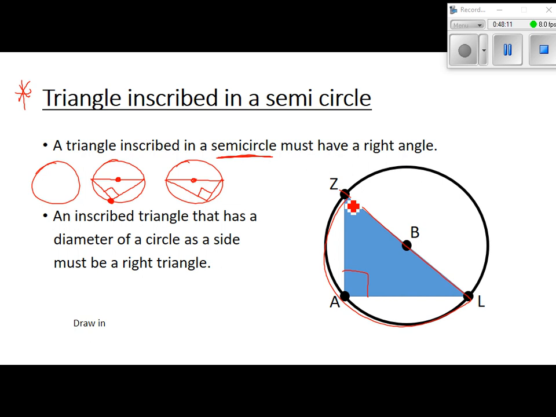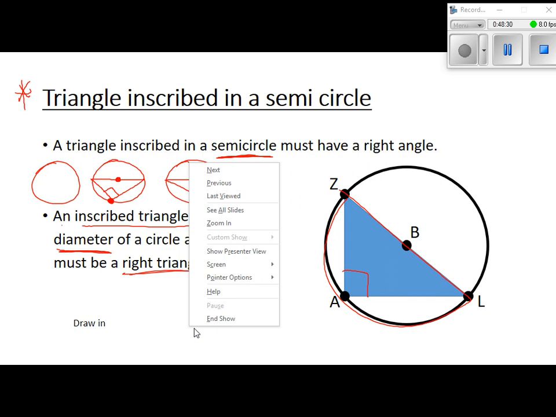And again, we can use Pythagorean's theorem and the trig stuff all on that. The converse of that says if an inscribed triangle has a diameter as one of its sides, then it must be a right triangle.